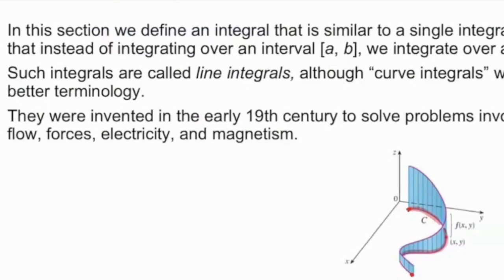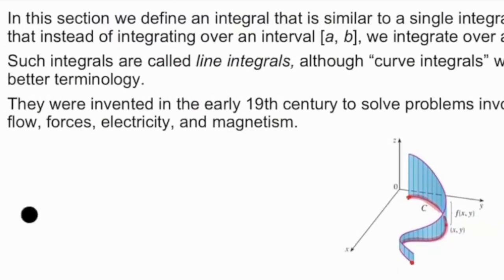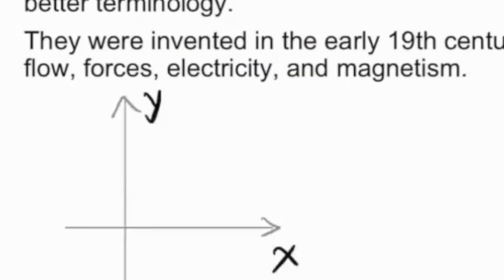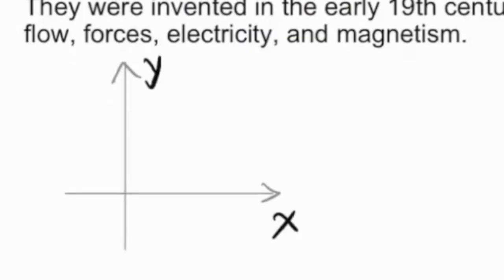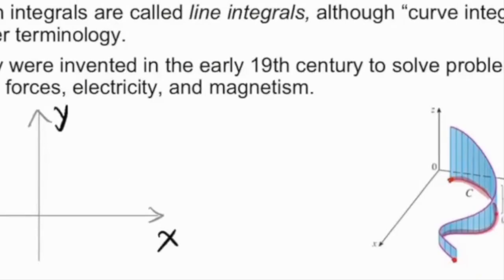Now think about in the past what we have done. At that time we had this coordinate system, the xy plane, and we had an interval from A to B. Then we have a continuous function over this interval, which was called f of x. So y equals f of x.